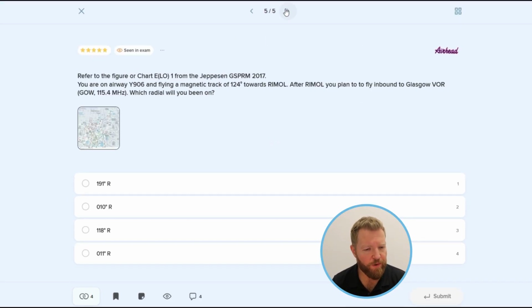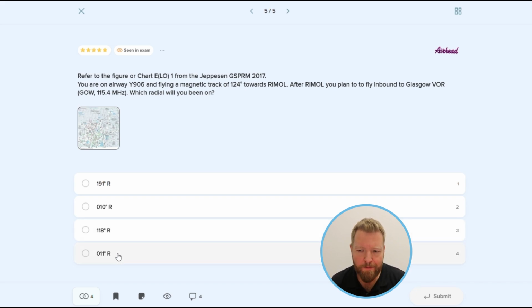Now, the last, 5th question. Refer to the figure or chart ELO 1 from the Jeppesen GSPRM 2017. You are on airway Yankee 906 and flying a magnetic track of 124 degrees towards REMOL. After REMOL, you plan to fly inbound to Glasgow VOR. Which radial will you be on? Radial 191, radial 010, radial 118, or radial 011?